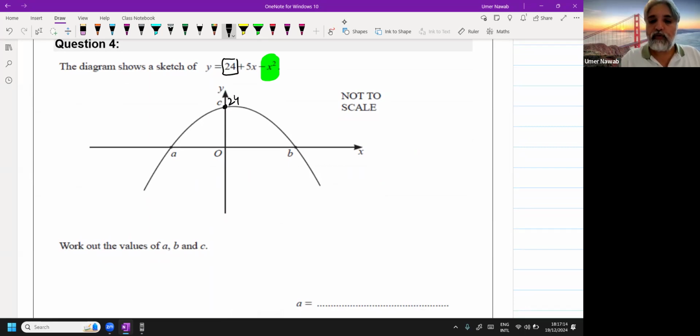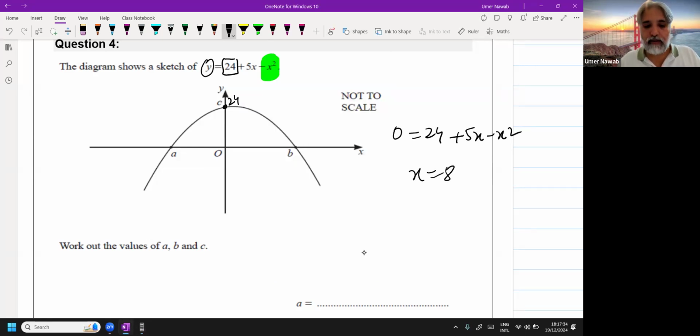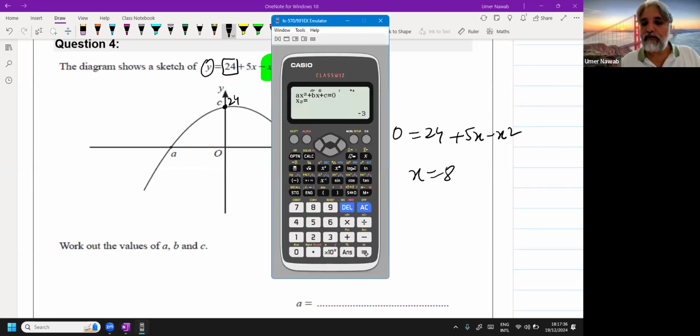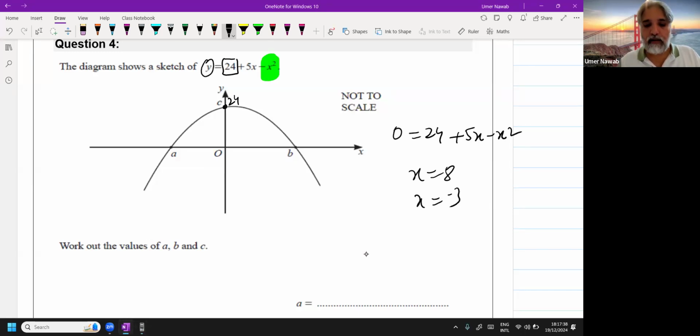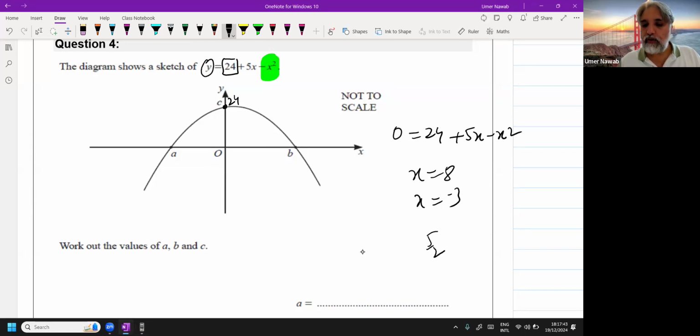Now, can I put y equal to 0? 0 is equal to 24 plus 5x minus x squared. And let me solve this quadratic equation. Enter -1, the coefficient of x squared. Enter 5, the coefficient of x. Enter 24, the constant. The first stroke gives you x is equal to 8. The second stroke gives you -3.